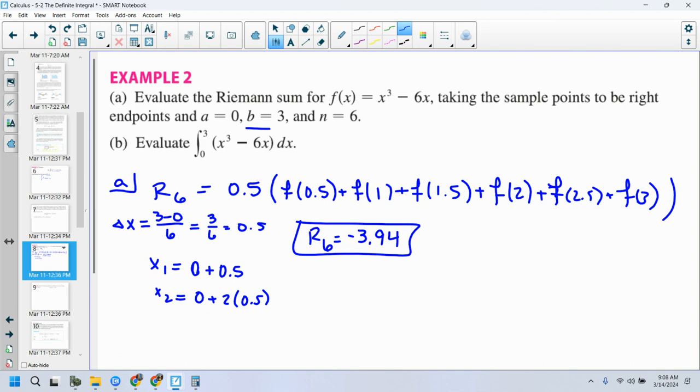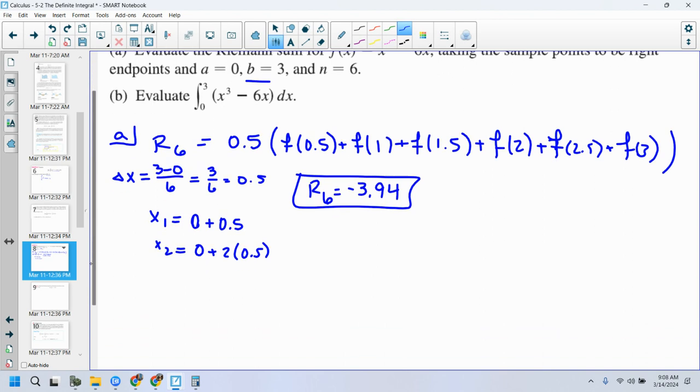This one looks like it went up and down based on the calculations we're looking at. So I don't really know whether this is an overestimate or underestimate. I know it's probably pretty close, but if I wanted to get closer, I would just have to do more strips, right?